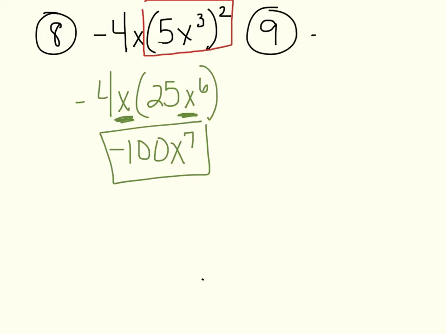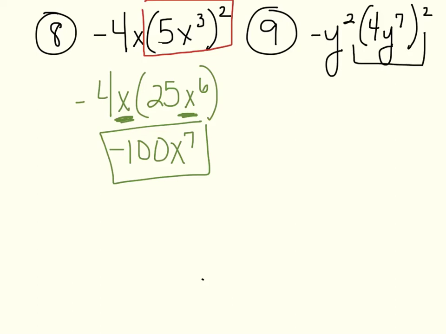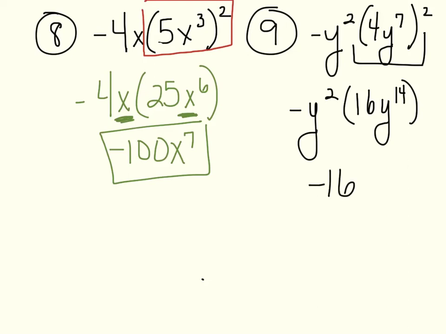Number 9, negative y squared times 4y to the seventh squared. We have to first do the exponent of 2. So the negative y squared comes down. 4 to the second power gives you 16. Y to the seventh to the second, 7 times 2 is the 14th. Negative times 16 is negative 16. Y squared times y to the 14th is y to the 16th. So my answer is negative 16, y to the 16th.